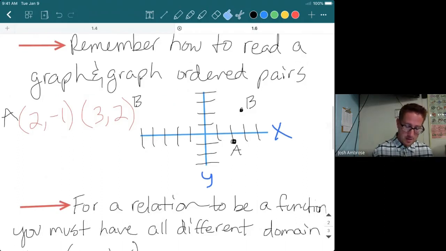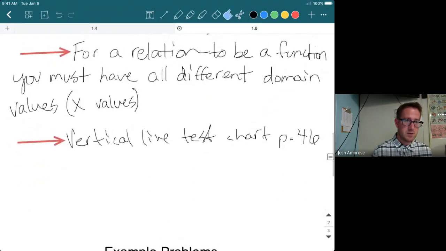All right. Now, some new stuff potentially for you here, talking about how you know if a relation is a function. The quick answer is that you must have all different domain values. In other words, every x value must be different for it to be a function. Okay, that's the quick way of describing it. Now, what if they don't give you actual numbers? What if all they give you is just the picture of a graph? Then you're going to use what's called the vertical line test. And there's a chart on page 46. I want you guys to look at that chart.